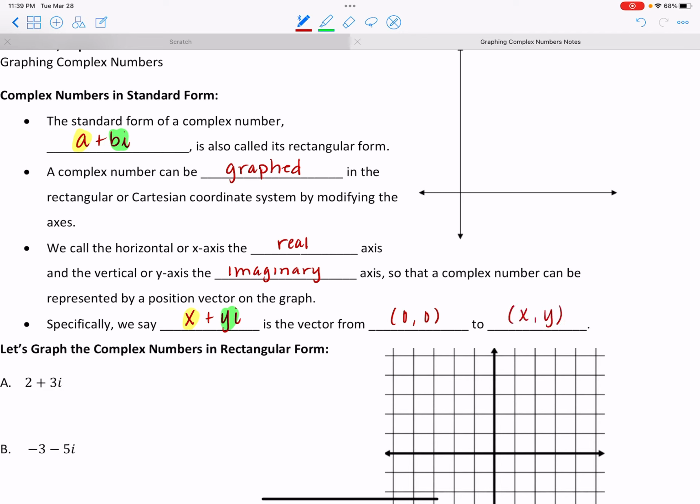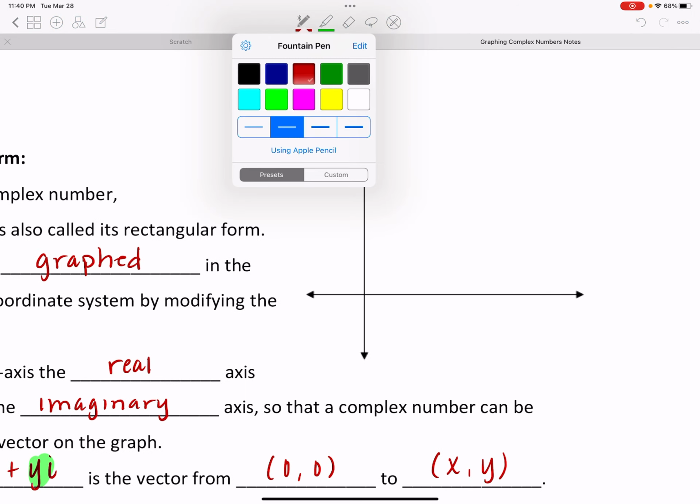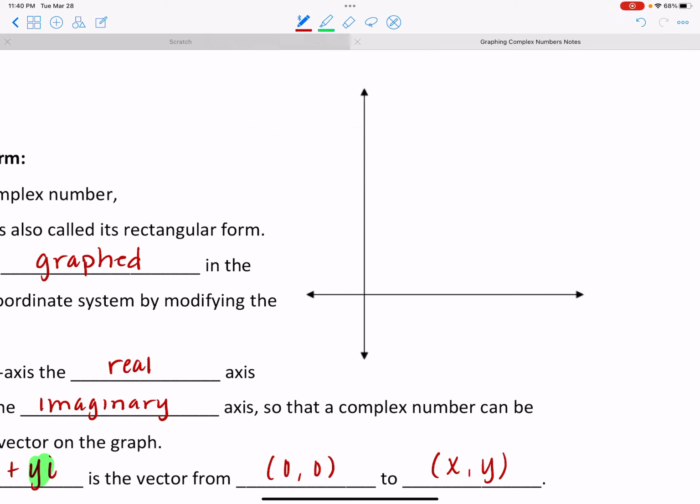Now that might not be making a whole lot of sense, so let me try to visually explain everything I just said. Again, we're going to call this horizontal axis the real axis, and the vertical axis the imaginary axis. So when we're graphing a complex number, what we're graphing is a position vector in this plane. Remember, a position vector starts at the origin, and then it goes some distance.